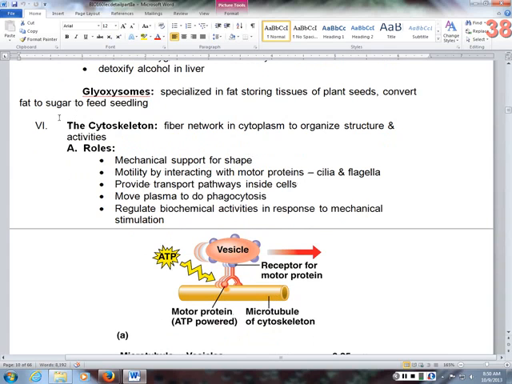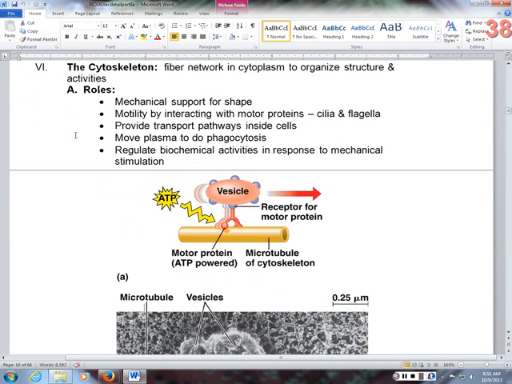So glyoxysomes, these are specialized in fat storing tissues of plant seeds, and they help convert fat to sugar to feed the seedling. So when you eat nuts and seeds, they are high in fat content. That fat in there is to feed the new little baby plant. That's why the plant made it. We just happen to like it. That fat's not particularly bad for you. Makes nice peanut butter.